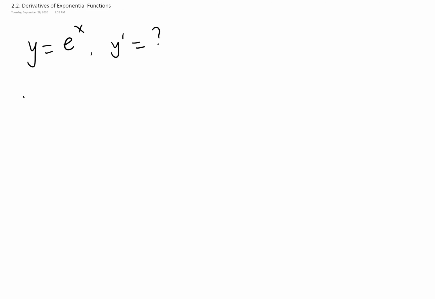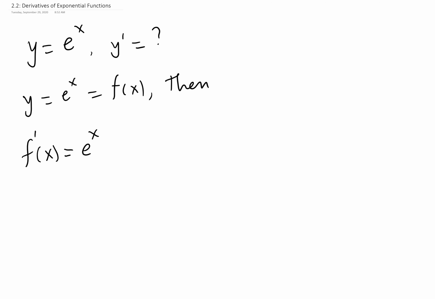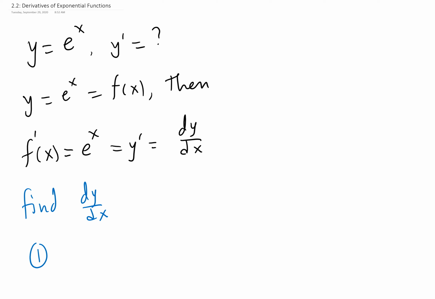Okay, so if we write y equals e to the x, or f of x, the same thing, then y prime, the derivative of this, or f prime, is really itself. Nothing changes. So this is the same as y prime or dy/dx. That's called the first derivative. And to apply this, we can ask you to find dy/dx for each of the following.